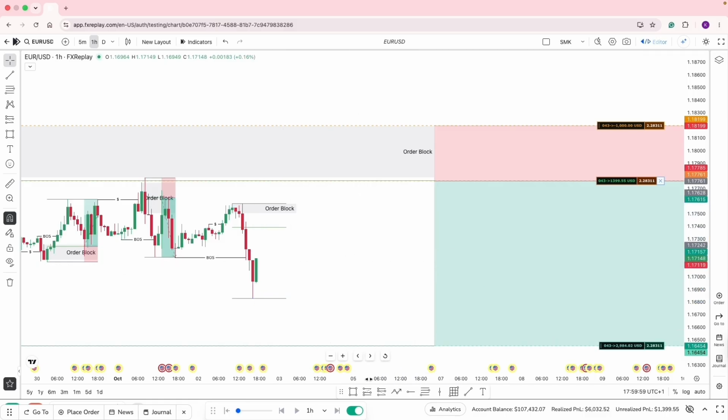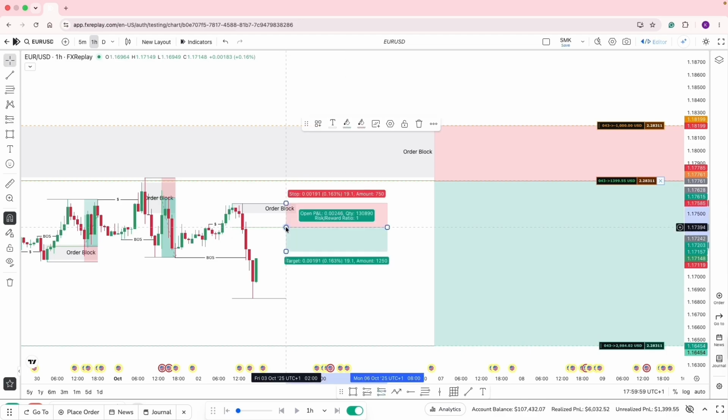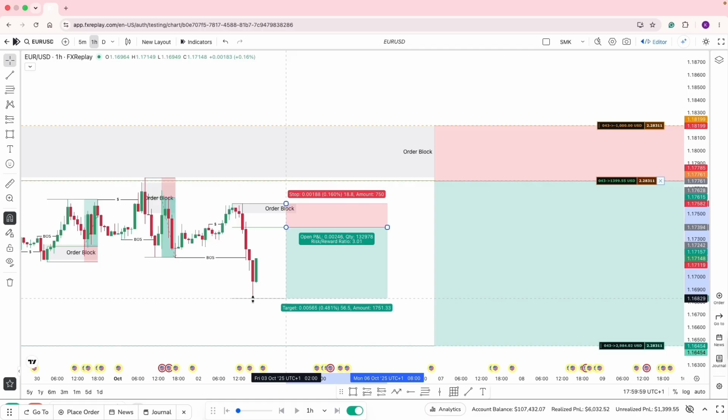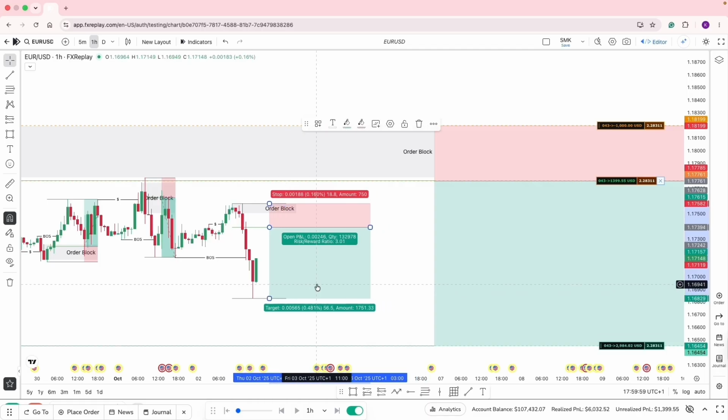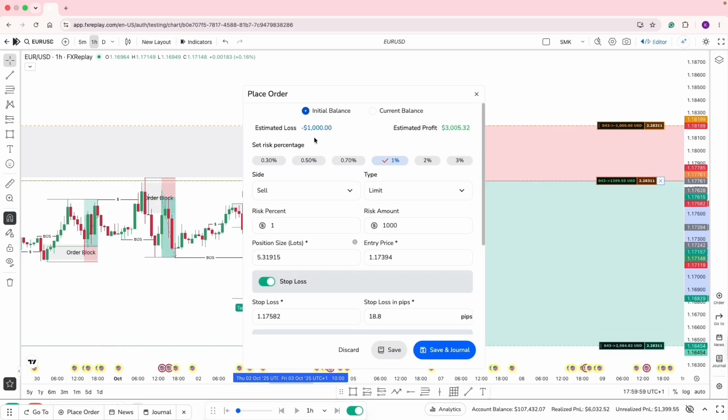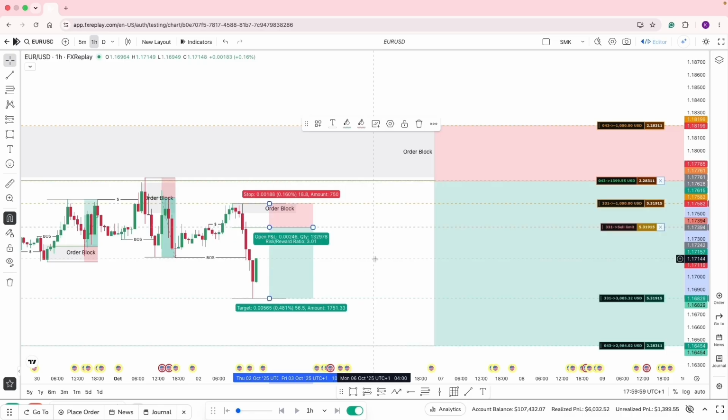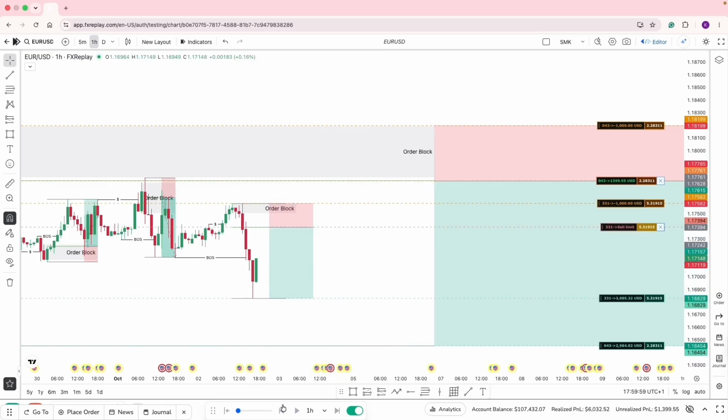So now we can place our sell. We'll enter off this 75%, our stop loss at the high, our take profit at the low, and that gives us a consistent 3R. Let me just lock this trade, and again we're risking 1,000 to make 3,000. All right, so let's play price forward and see what happens.